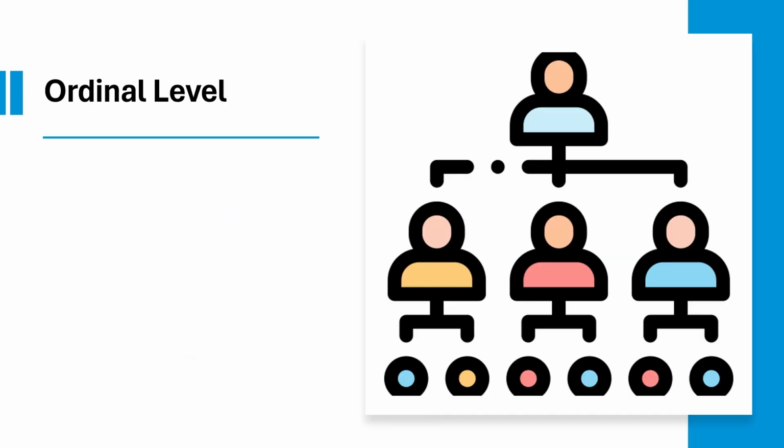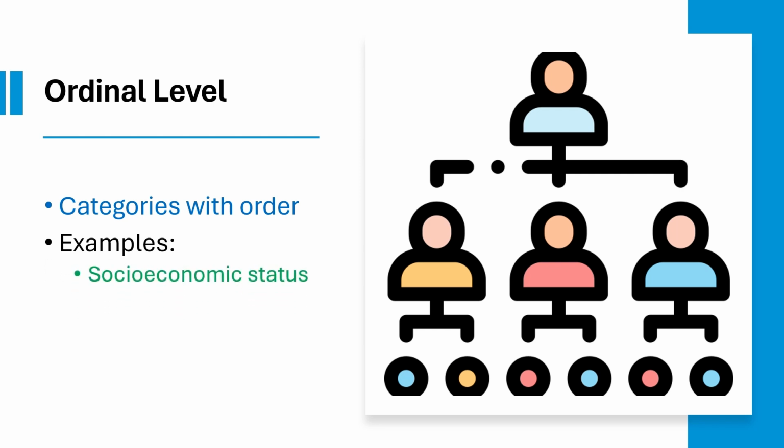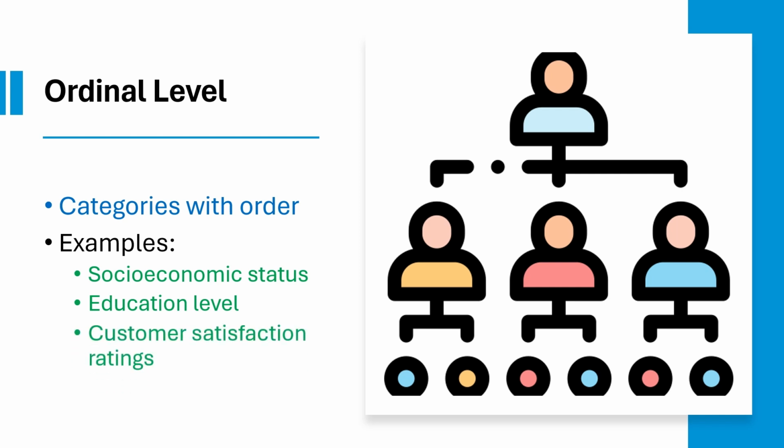Ordinal level data involves categories with a specific order or ranking. Unlike nominal data, ordinal data not only categorizes, but also orders the data. However, the intervals between the categories are not necessarily equal. For example, socioeconomic status can be categorized as low, middle, and high. Education levels can be ordered as high school, bachelor's degree, master's degree, and doctorate. Customer satisfaction ratings can range from very unsatisfied to very satisfied. While we know the order, the difference between the categories isn't quantifiable.